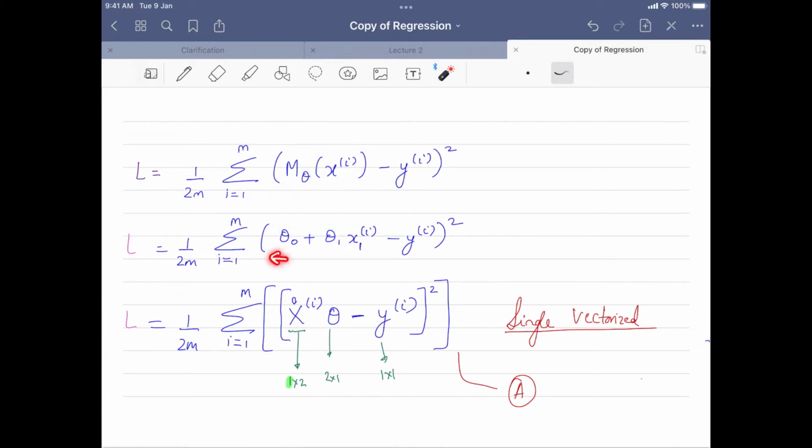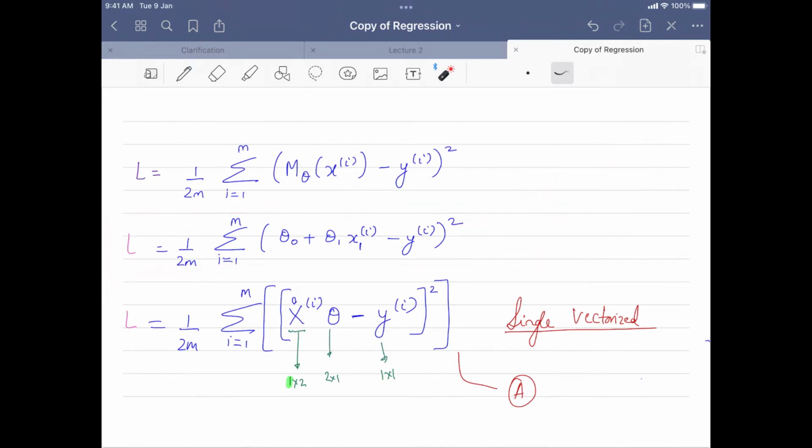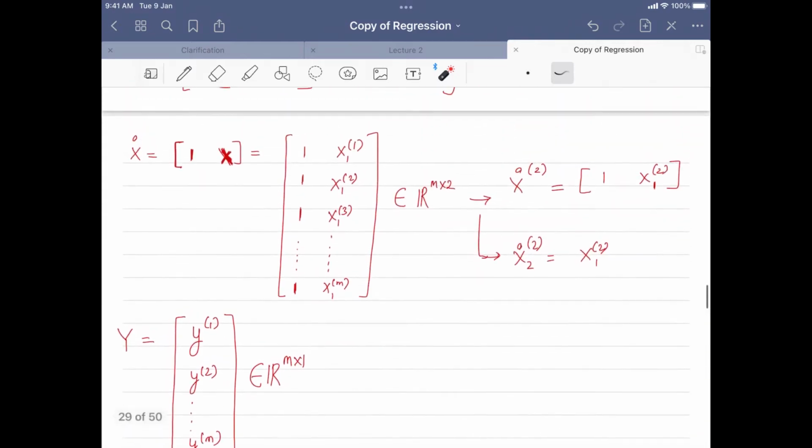And then what we will do now is try to vectorize this expression. Vectorizing this expression means we are trying to convert this expression into a matrix format. And why are we doing it? We are doing it so that we can calculate the loss function in a very efficient and fast way. Now this particular expression, if you look closely, is a matrix multiplication of this and this, which we have already defined here.